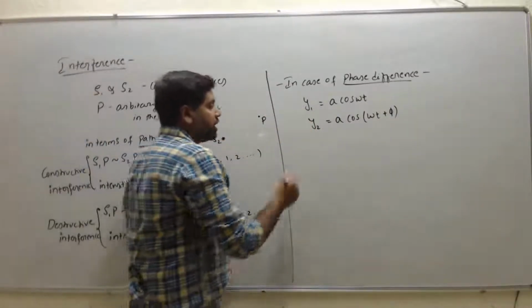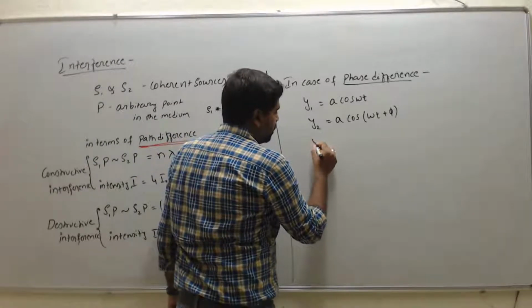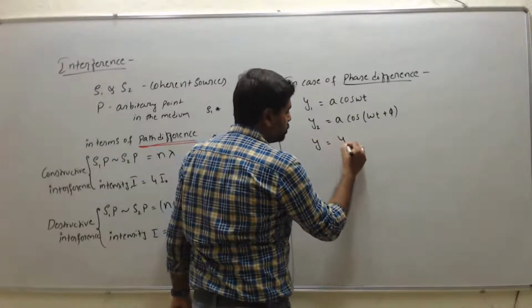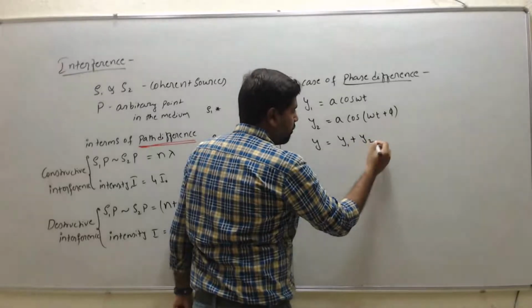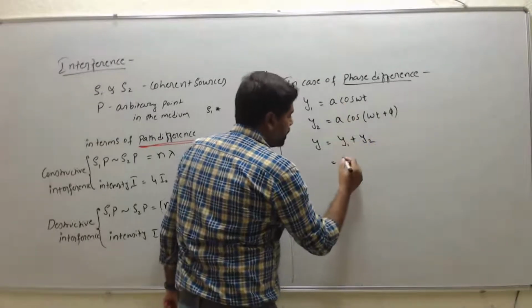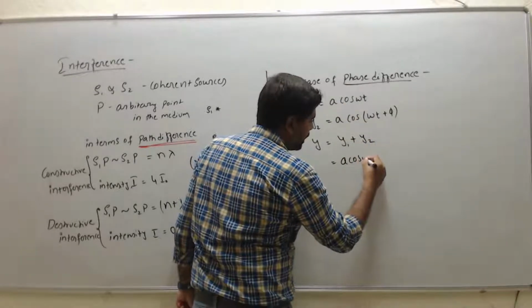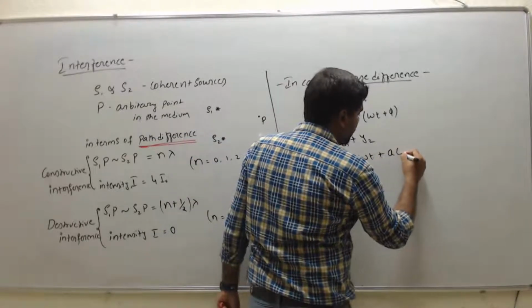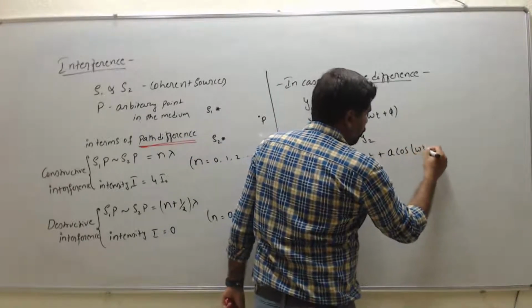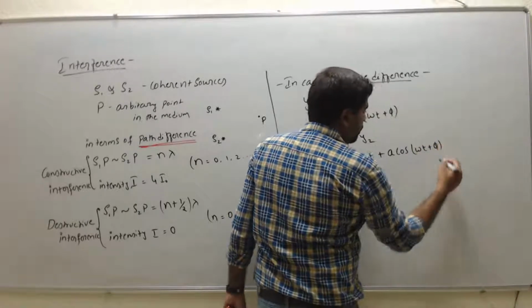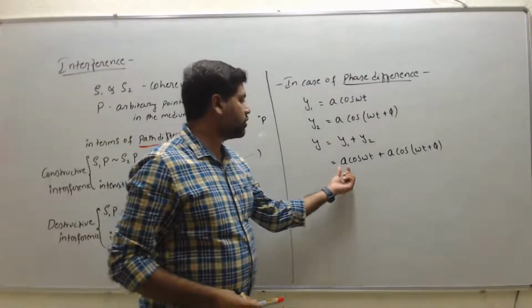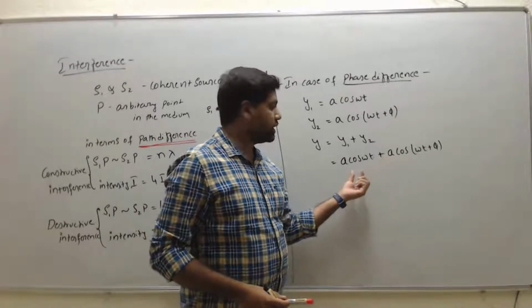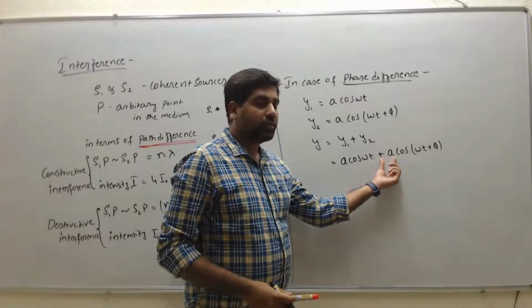So then we get the resultant displacement y is equal to y1 plus y2. The value of y1 is A cos omega t, plus the value of y2 is A cos (omega t plus pi). So in these two terms we have the common term, that is, the amplitude A is the same.